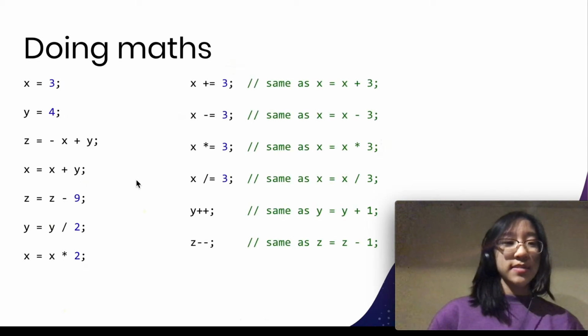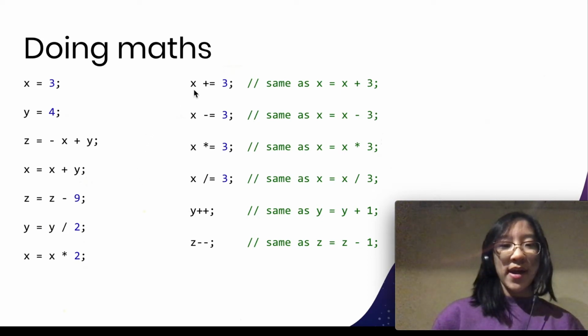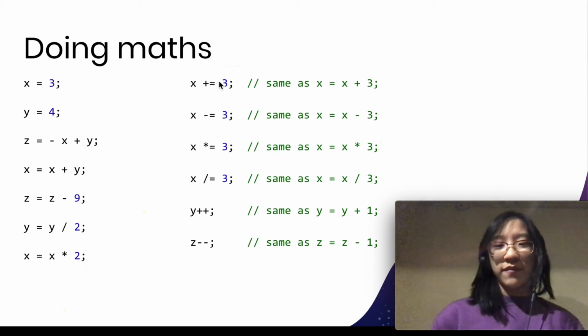JavaScript also has some shortcuts for the cases where we want to do some arithmetic on a variable and save the result back into the same variable. So to do that, we write the variable that we're changing, here that's x, then the operation, so like plus, minus, times, divide, etc., then equals, and then the number that we are doing that operation with. So here, x plus equals 3 is the same as x equals x plus 3. So that is just a short form of that.